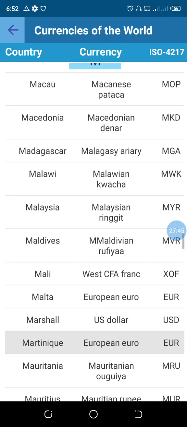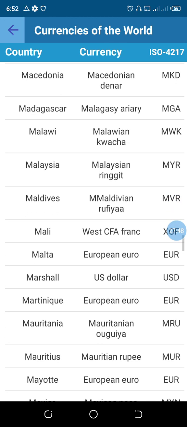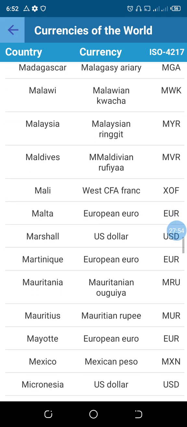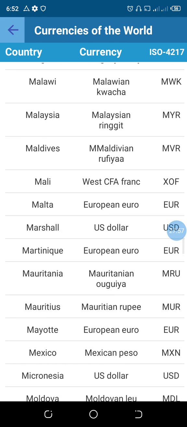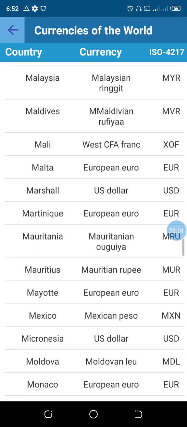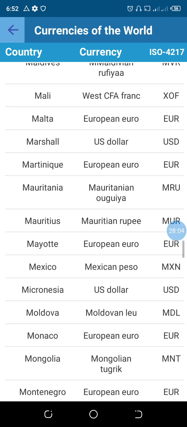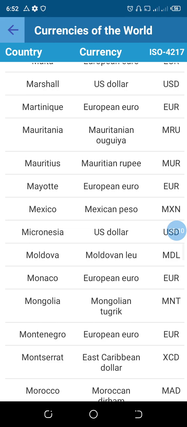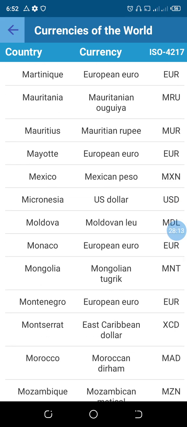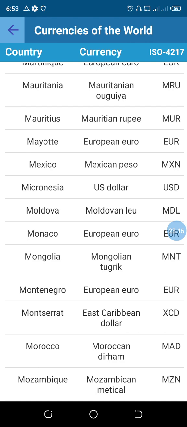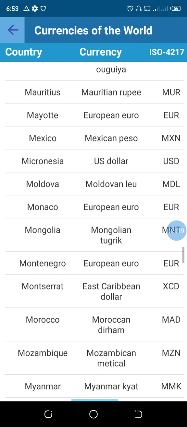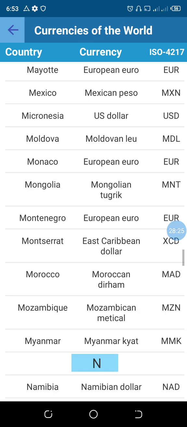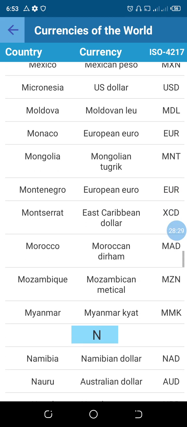Macau, Macanese Pataca, MOP, Macedonian denar, MKD, Madagascar, Malagasy Ariary, MGA, Malawian Kwacha, MWK, Malaysian Ringgit, MYR, Maldives, Maldivian Rufiyaa, MVR, Mali, West African CFA franc, XOF, Malta, European Euro, Marshall Islands, US dollar, USD, Martinique, European Euro, EUR, Mauritanian Ouguiya, MRU, Mauritian rupee, MUR, Mayotte, European Euro, EUR, Mexican peso, MXN, Micronesia, US dollar, USD.